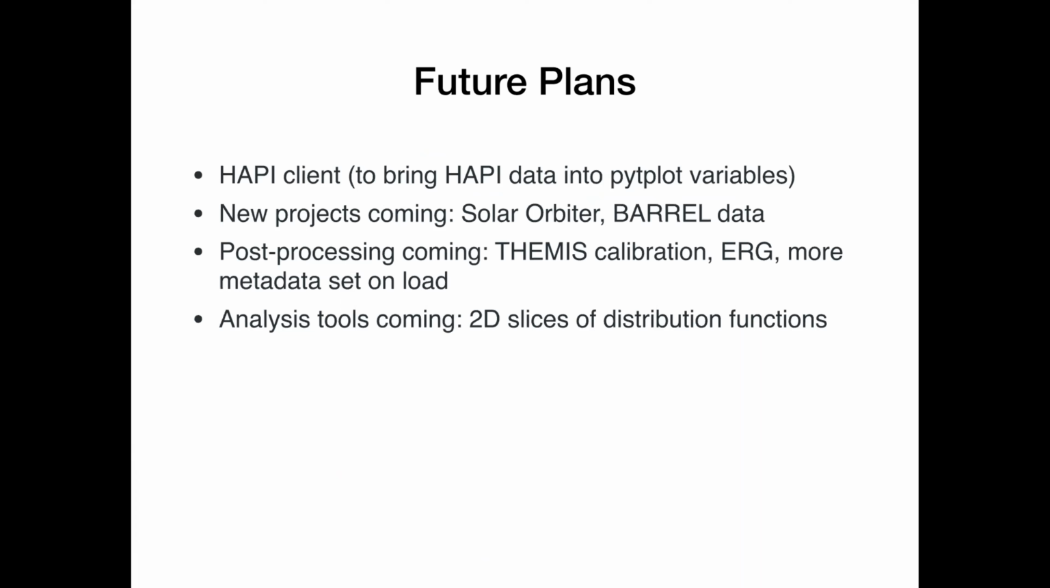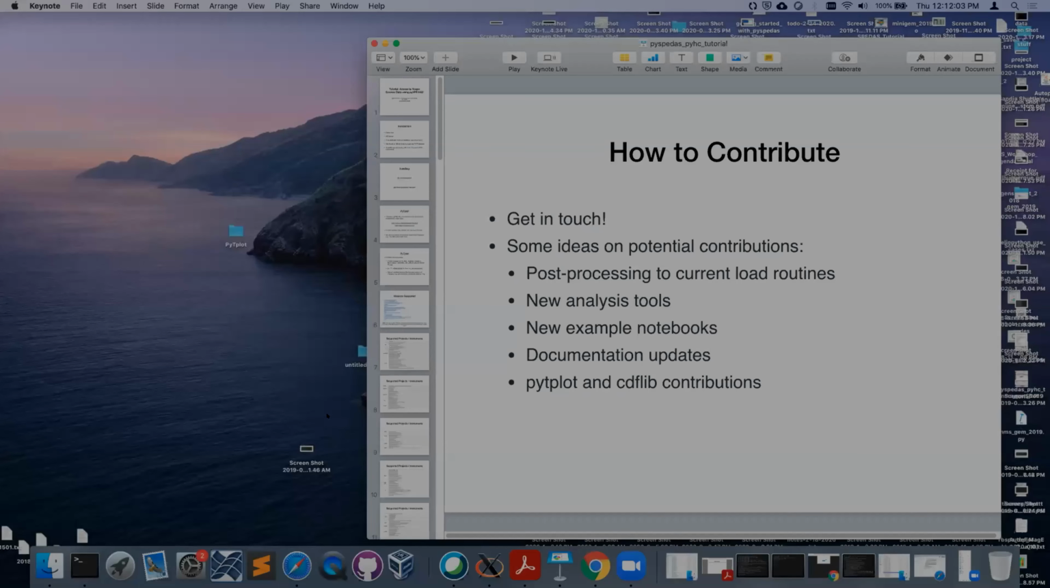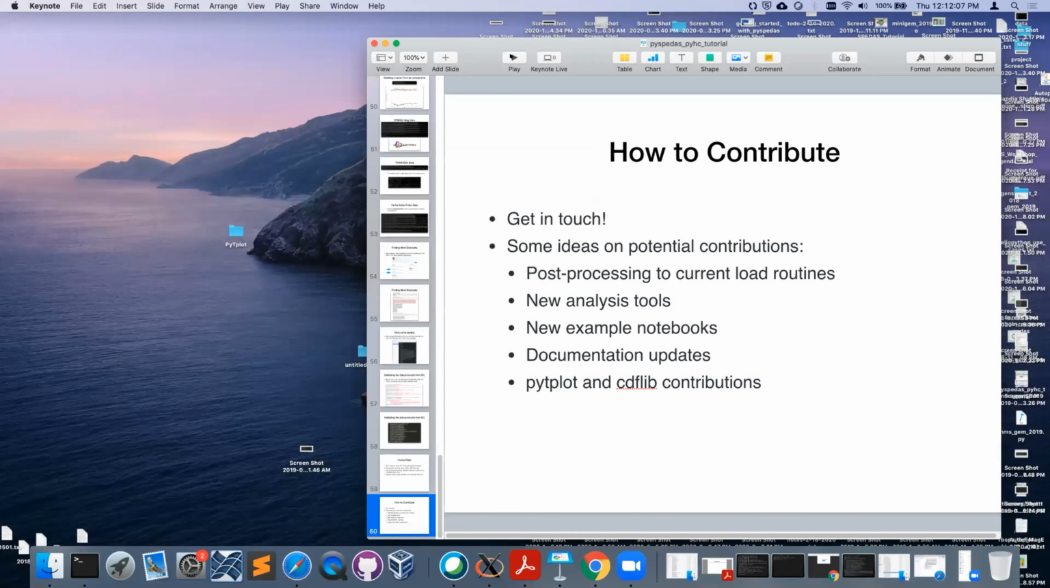There's a lot of post-processing there in our IDL tools that's missing from Python, and we need to set a lot more metadata on load. So for instance, setting the plot metadata like the Y titles and the colors and making sure everything's consistent. And I keep getting requests for adding 2D slices of distribution functions. So that's coming soon. Oops, I skipped that last one.